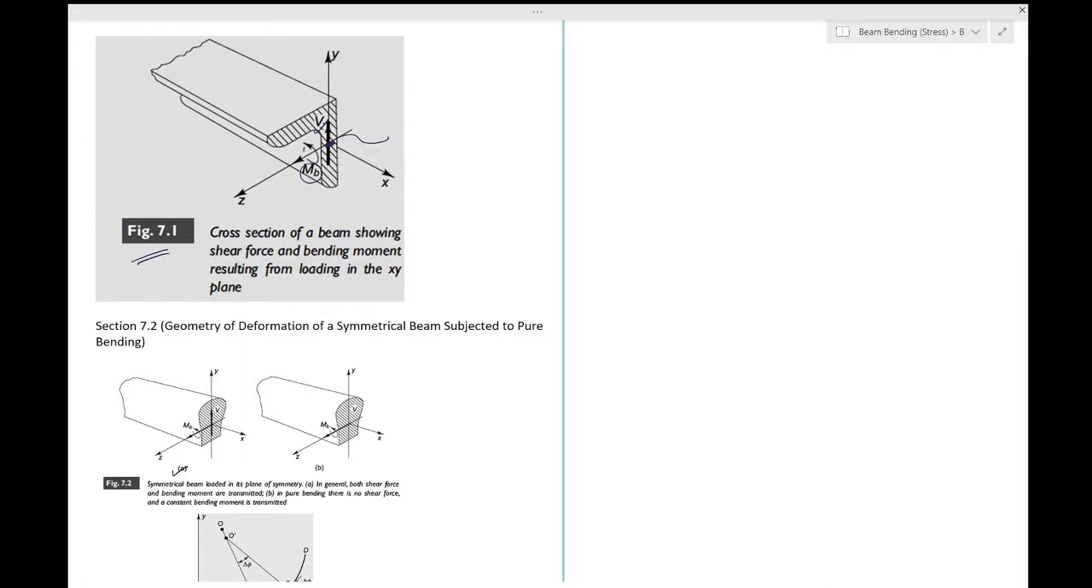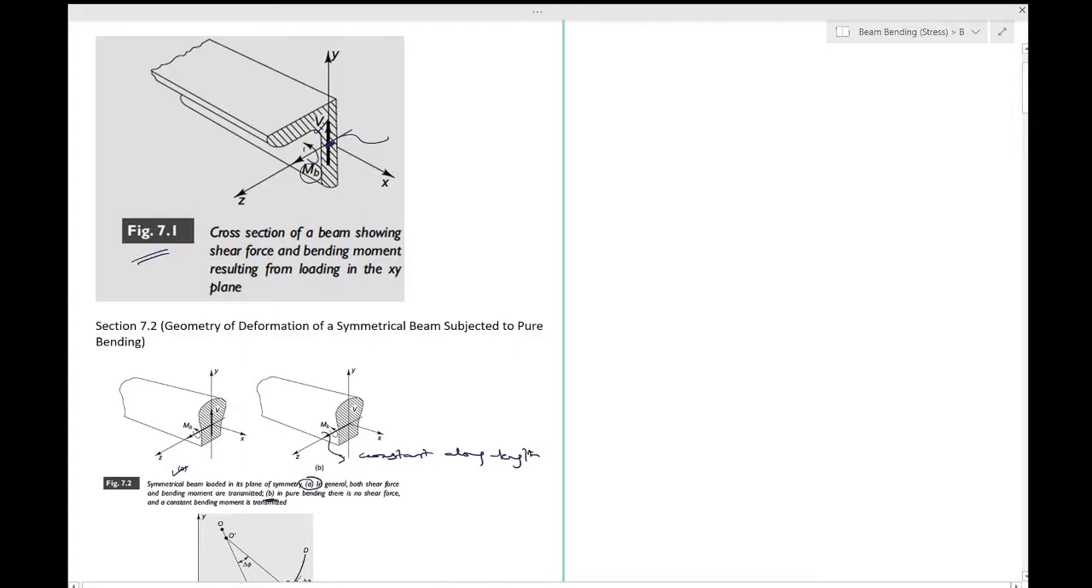we further restrict our immediate attention to the case where such a beam transmits a bending moment which is constant along its length. So this is constant along the length. This is a specialized case. So B is a specialized case of A.